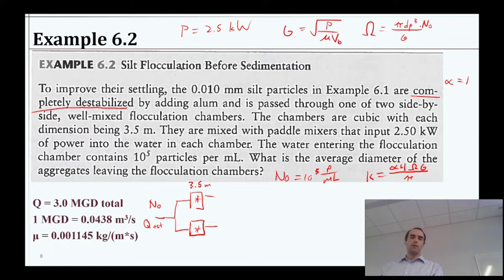Okay, so take a few minutes and work towards the answer and consider how you would assemble a mass balance with this system.